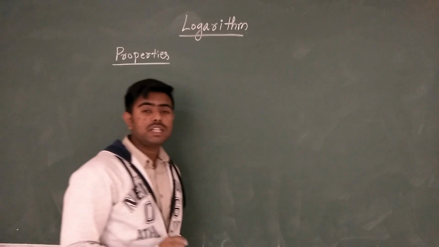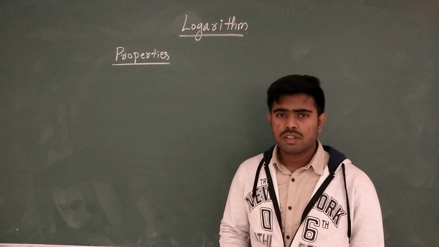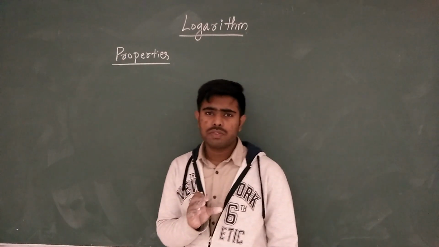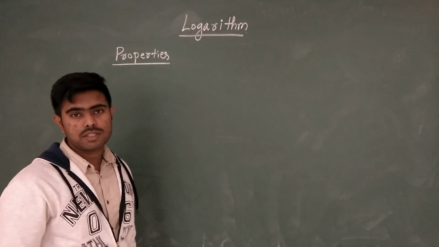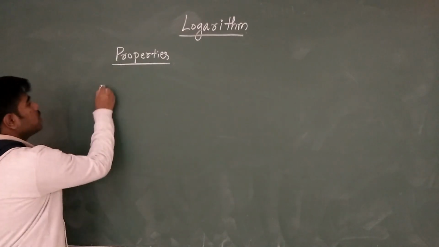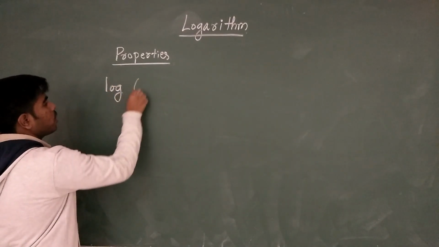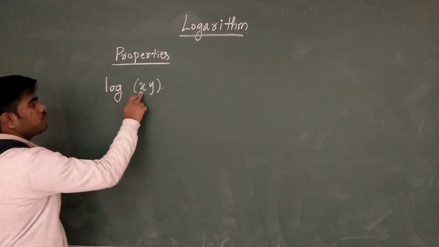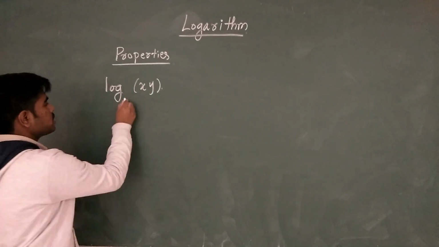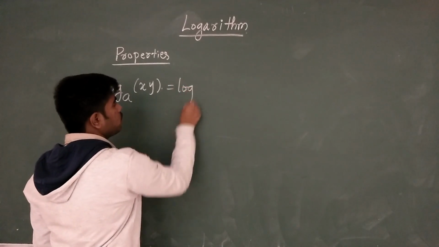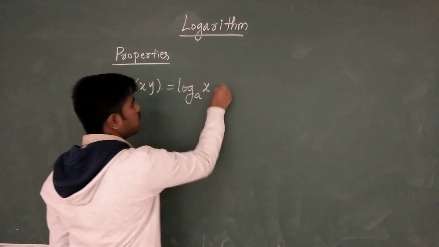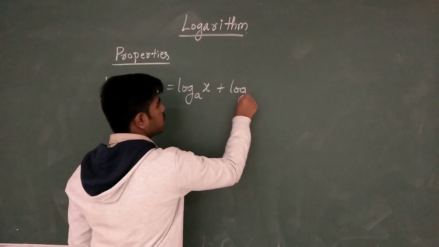What are the properties of a logarithmic function? The properties of logarithmic functions are basically the inverse properties of exponential functions. Let us see one by one. If I take the logarithm of the product of two variables, that is xy, to some base a, that is nothing but log x to the base a plus log y to the base a.